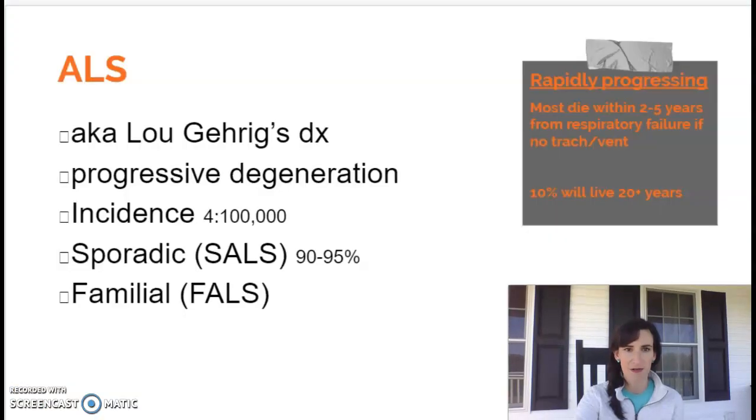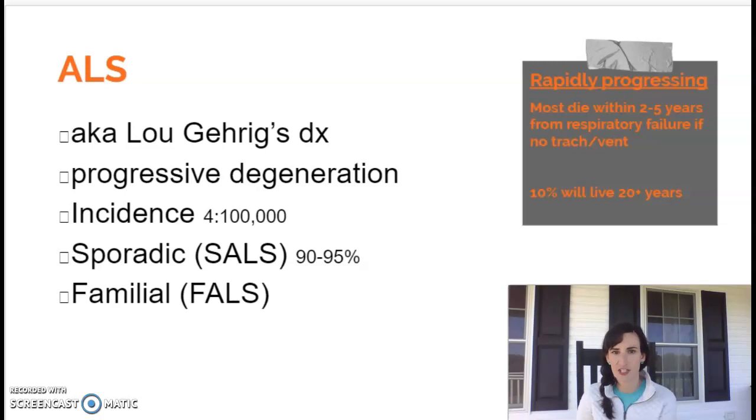All right, so starting out with ALS. ALS is amyotrophic lateral sclerosis. It's also known as Lou Gehrig's disease. It jumped to fame a couple of years back when people started doing the ice bucket challenge, trying to raise money for this condition. The reason for that is because not a lot is known. There is no specific treatment right now, and so we're trying to get more information and more research to figure out some sort of effective treatment.